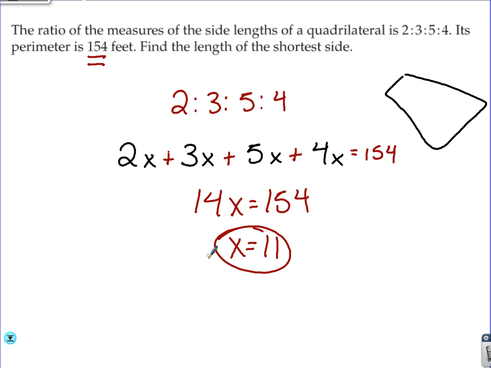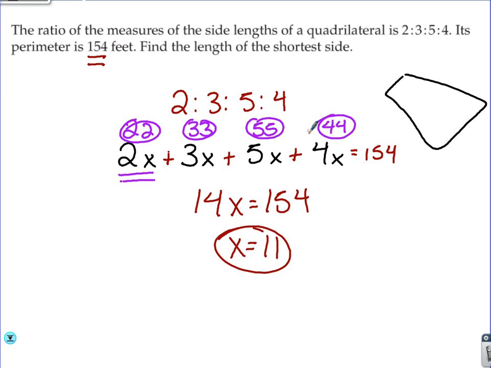That is not the side lengths. That pretty much is what you're going to multiply to get the side lengths. My side lengths were 2x, 3x, 5x, and 4x. So, Jordan, since x is 11, instead of having a side of 2x, I now have a side of 2 times 11. Jordan, what is 2 times 11? 22. So I have a side length of 22. What's this side length, Jordan? 3 times 11? 33. And? 55. And? 44. Those are the 4 sides.